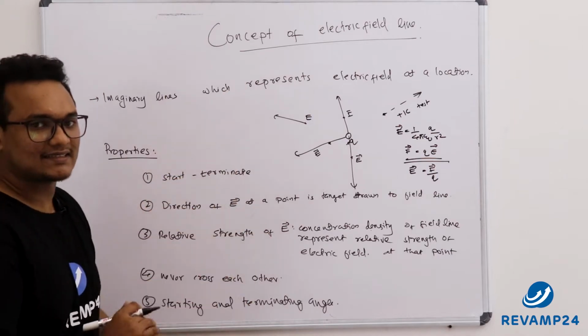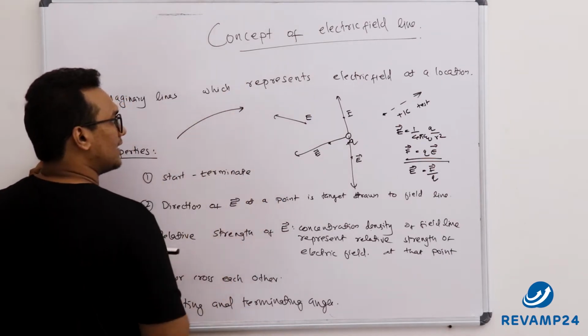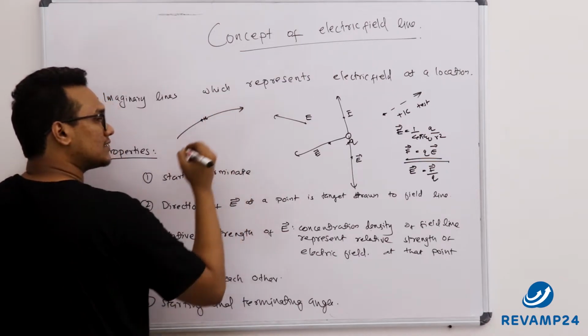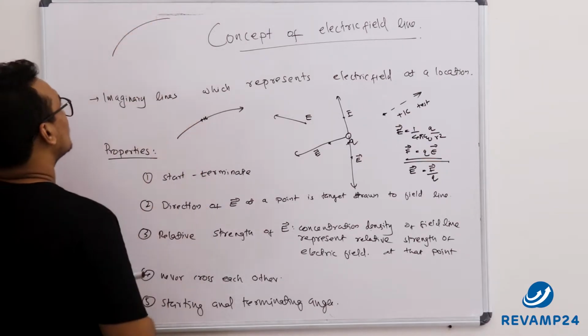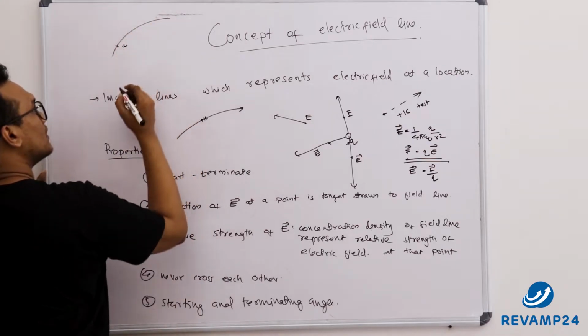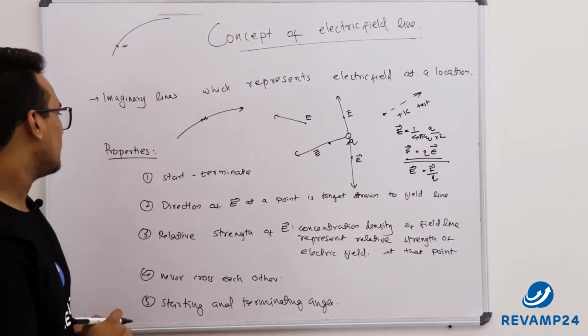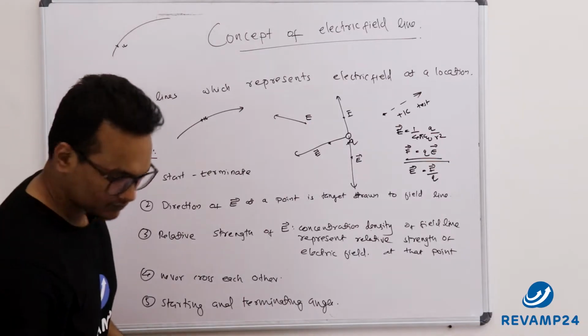There are no lines existing in this way, but when we see an electric field line in this way, we know that if we place 1 coulomb, it will move in this direction. So if electric field lines are in this way, it means when I keep 1 coulomb, that 1 coulomb will move in this direction. Now we will see the properties of electric field lines.